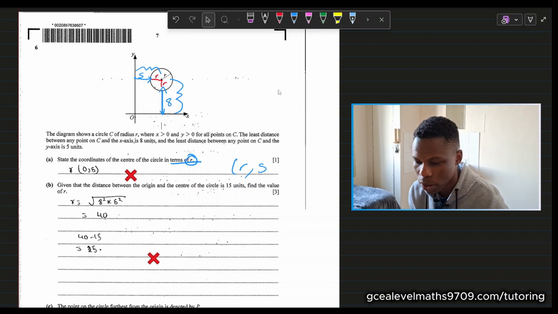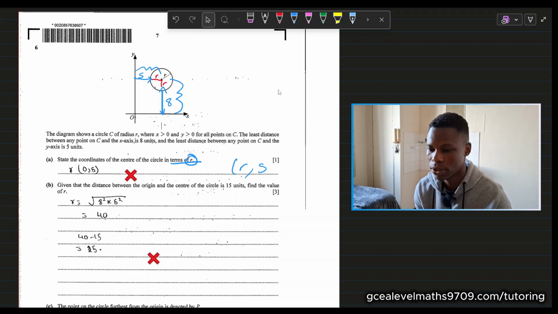Yeah, but why are you multiplying though? No, even if you're just using Pythagoras, do you not subtract or add? I don't understand why there's a multiplication sign.